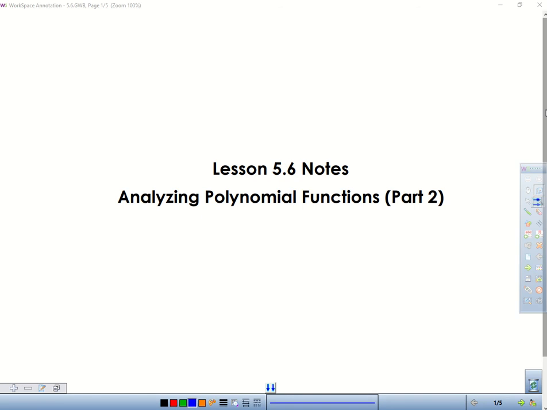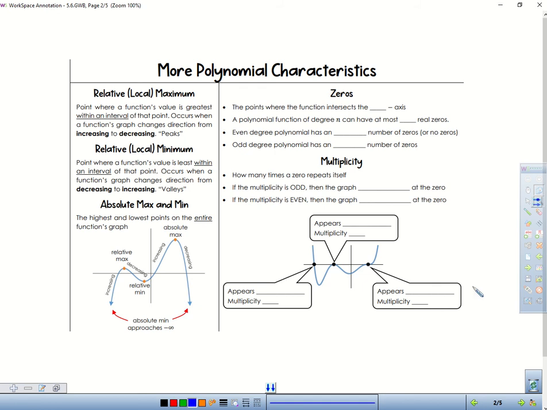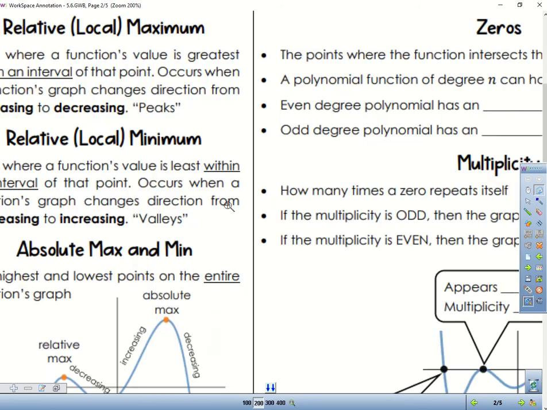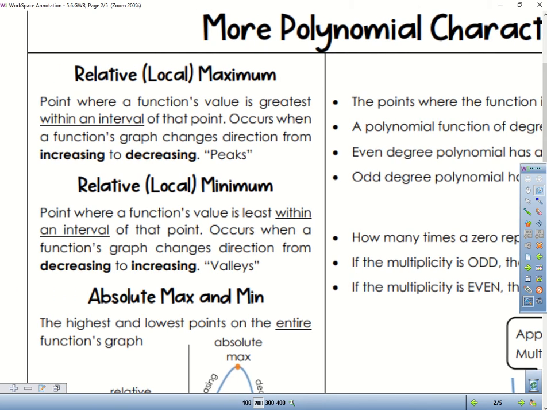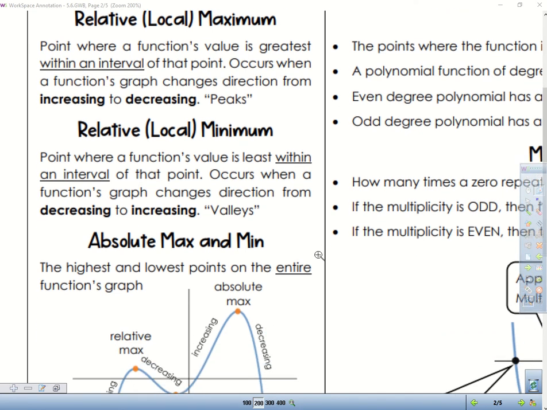Alright, so lesson 5.6, analyzing polynomial functions. Before we get into any of the zeros or multiplicity, we are going to start by talking about relative maximums and minimums. You may also see these referred to as local max and minimums. This is a point where the function's value is greatest within the interval of that point, or the least value in that interval. And this occurs when the function changes from increase to decrease, or decrease to increase. They're what we call peaks and valleys.